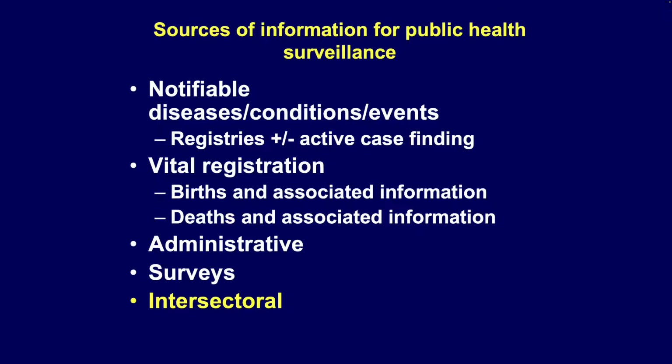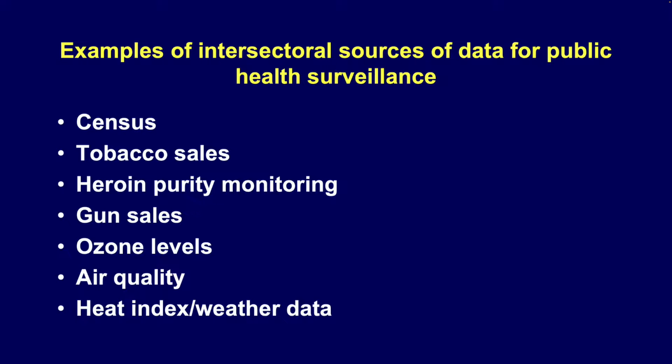Intersectoral data as a source of public health surveillance information refers to data that are either outside the healthcare sector or data that cut across multiple sectors. Examples of intersectoral sources of data for public health surveillance include the census, tobacco sales information, data sets from law enforcement that monitor the purity of heroin so you can get a sense of overdose risk, gun sales, air quality and heat indices, and weather data. These are all data sources that are really useful for public health surveillance but are not collected for or by the healthcare sector, or the health sector, but they nonetheless can be leveraged for public health surveillance.